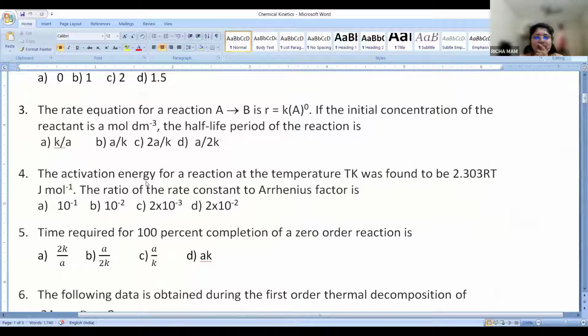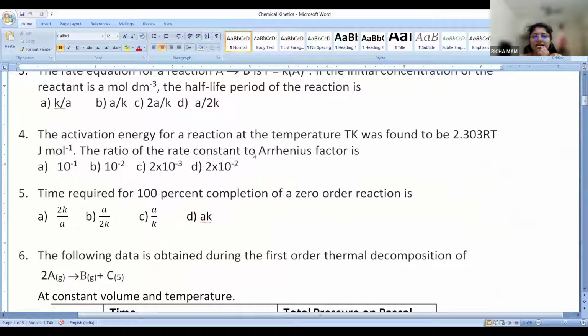The activation energy for a reaction at the temperature T Kelvin was found to be 2.303 RT joule per mole. The ratio of the rate constant to Arrhenius factor is: 10 raised to minus 1, 10 raised to minus 2, 2 into 10 raised to minus 3, and 2 into 10 raised to minus 2. So the activation energy for a reaction at temperature T Kelvin was found as 2.303 RT joule per mole. So you have to find the ratio of rate constant to Arrhenius factor.